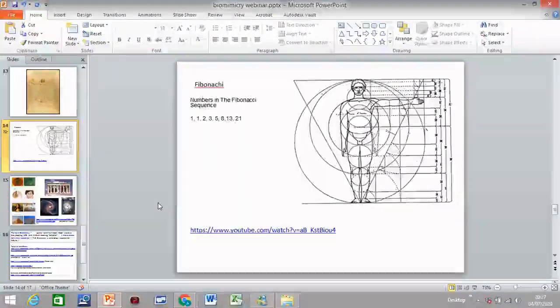What we're going to look at now is the fascinating link between nature and beauty, and how we can use mathematics, proportion, and nature to give us inspiration for designs, symmetry, patterns, and beauty and proportion in our designs. So I'm going to show you a short video now based on the mathematics of Fibonacci and the golden ratio.